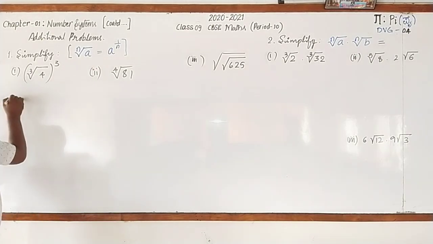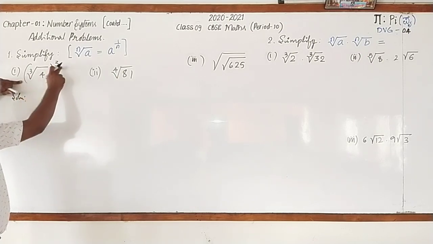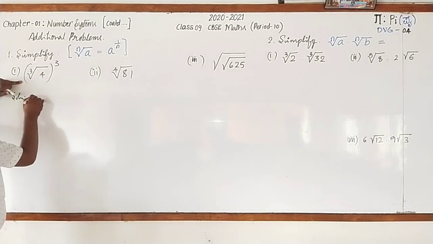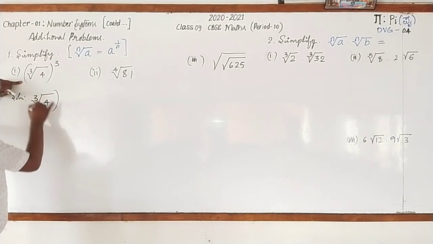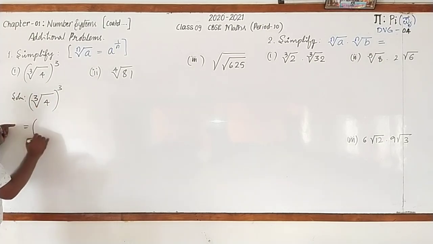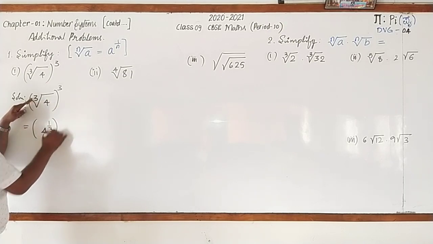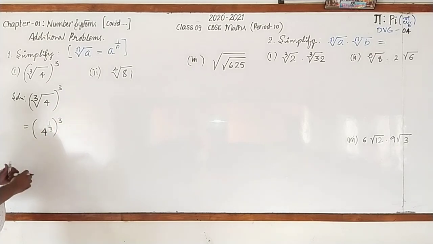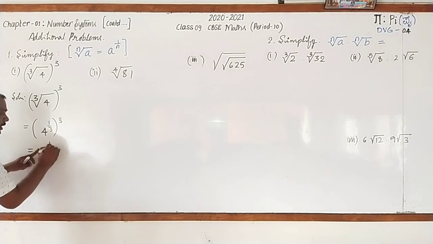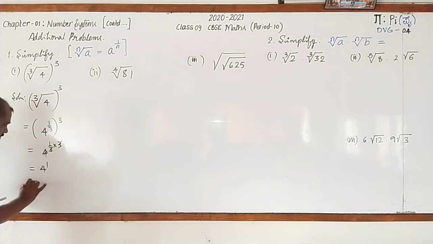Look here. In the first one, it is cube root of 4 whole raised to the power 3. Let's simplify this. Could you tell what is the exponent form of cube root of 4? It can be written as 4 raised to the power 1 by 3. So 4 raised to the power 1 by 3, whole raised to the power 3, is equal to 4 raised to the power 1 by 3 into 3. The 3s get cancelled. It is 4 raised to the power 1, which is equal to 4.